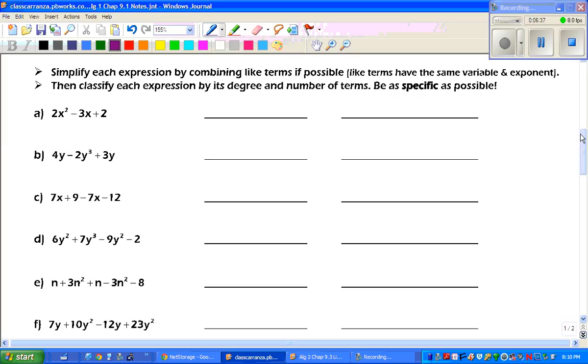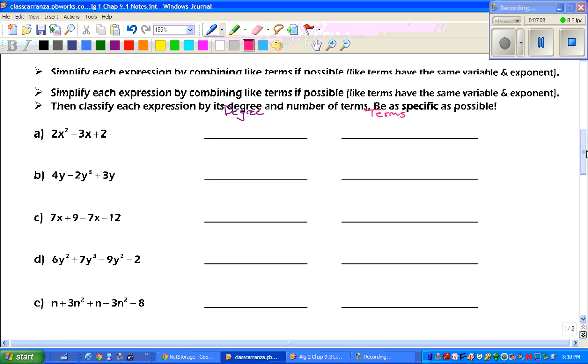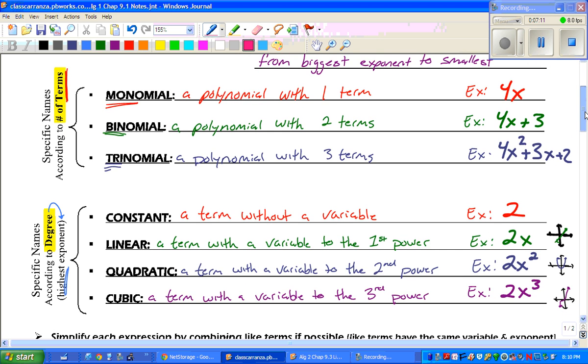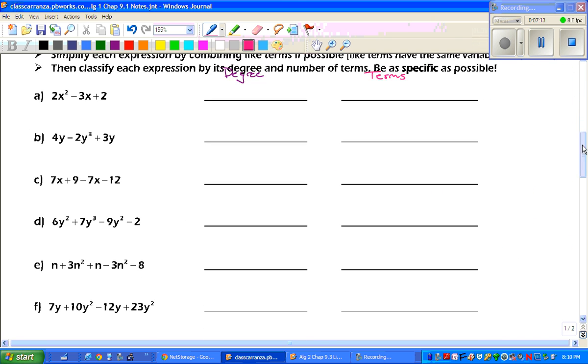All right, now let's go ahead and do this. It says simplify each expression by combining like terms if possible. And remember that like terms have the same variable and exponent. And then classify. We're going to do that by its degree and by the number of terms. So, on this side right here, this will be our degree. And over here, we'll classify it by the terms.